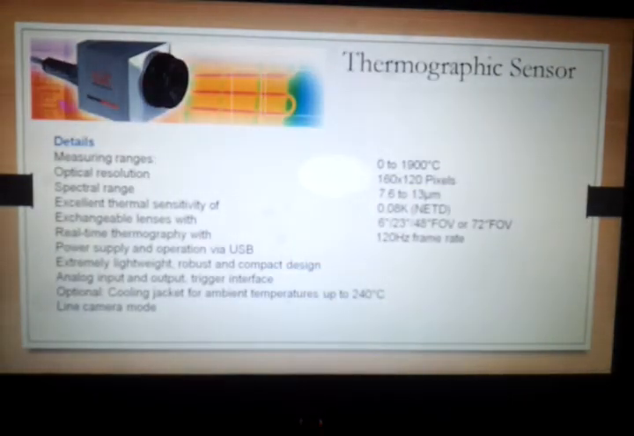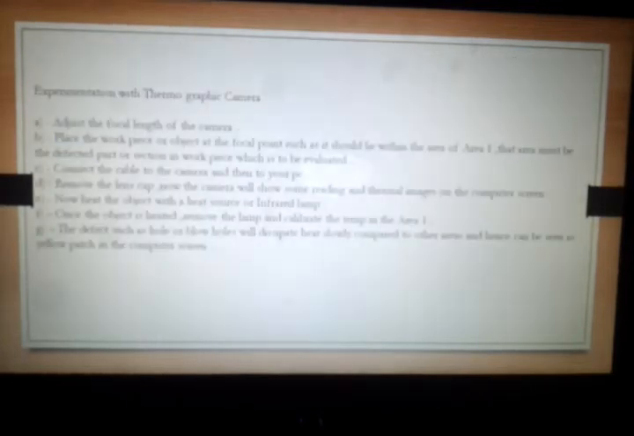This is the thermographic camera having the following specifications. Measuring range of temperature is 0 to 1900 degrees centigrade. Optical resolution is 160 by 120, and luminosity is 13 micrometer. Its spectral range is 7.6 to 13 micrometer. Yeah. So how did we do the experiment using the thermographic camera?